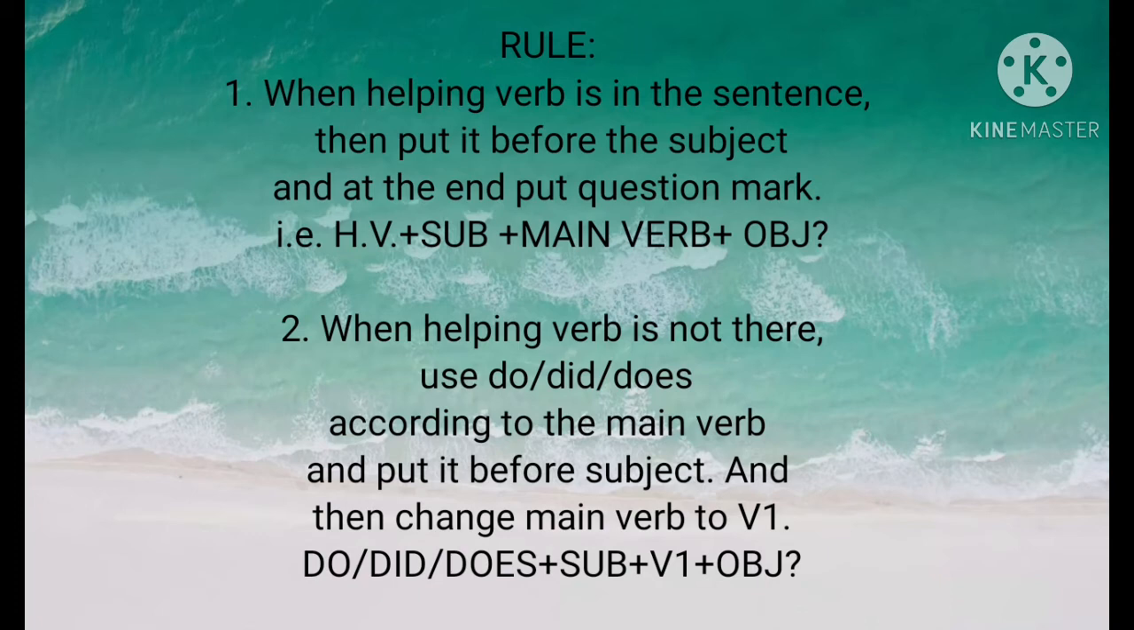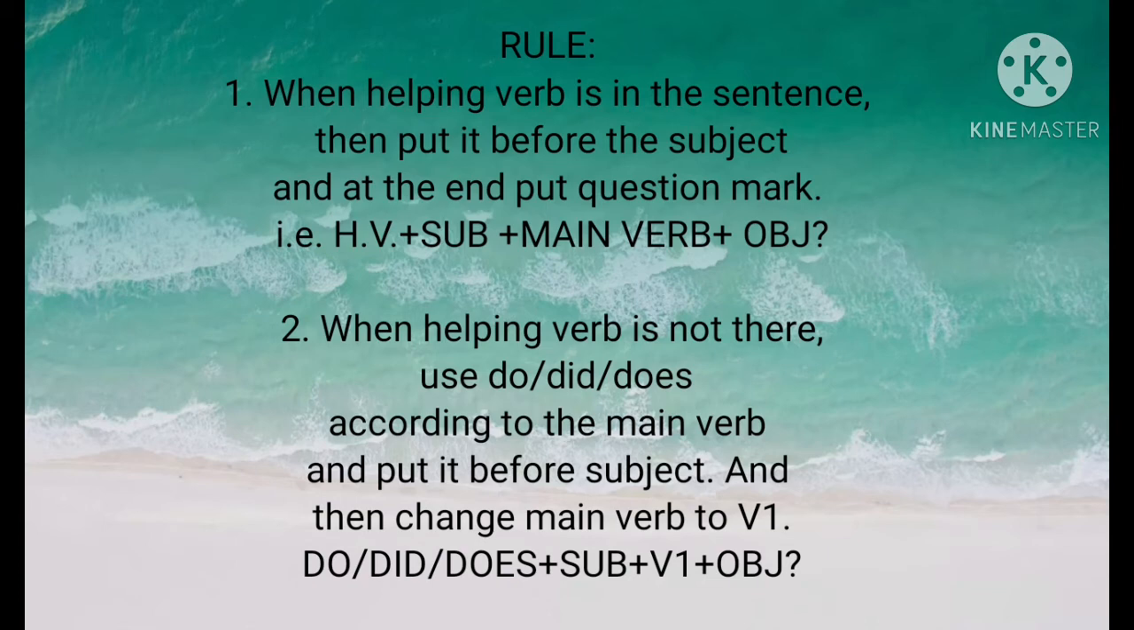The first is when a helping verb is in the sentence. There are two cases: when a helping verb is there, and the second case is when a helping verb is not in the sentence. In the first case, you have to just put the helping verb before the subject and put the question mark in the end. You can see the syntax here: first helping verb, then subject, then main verb, and then will come the object, and in the end a question mark.